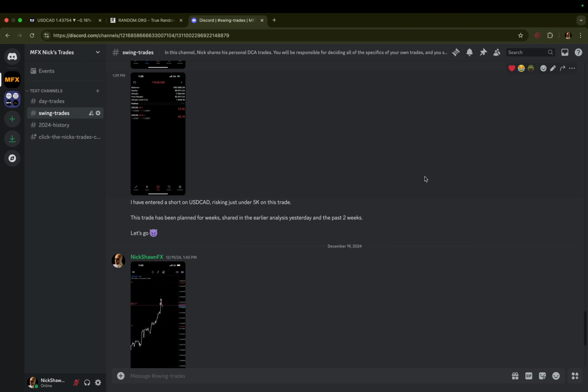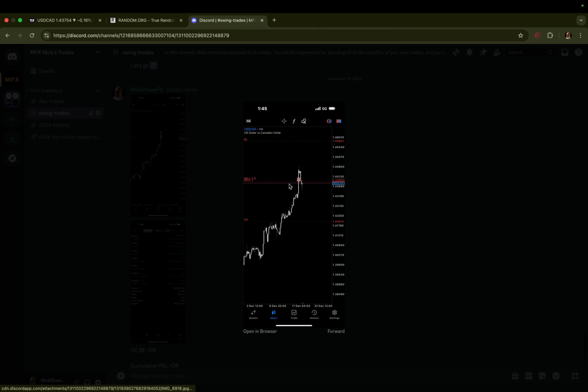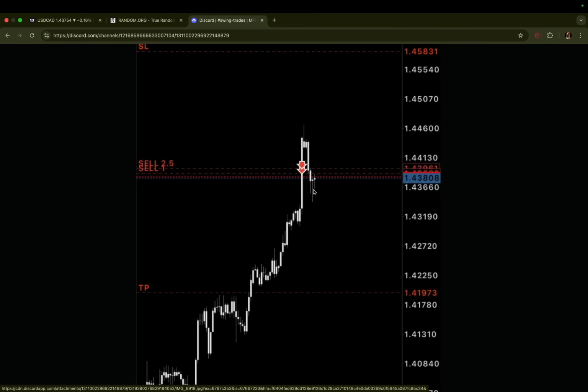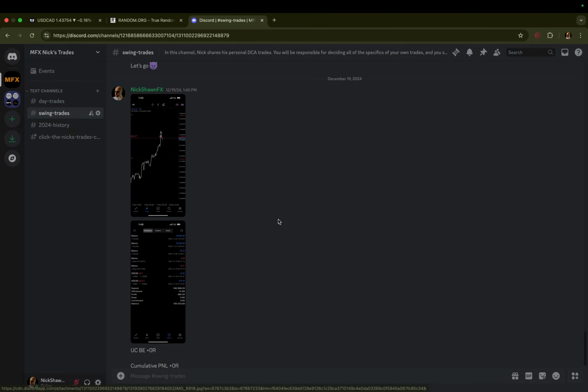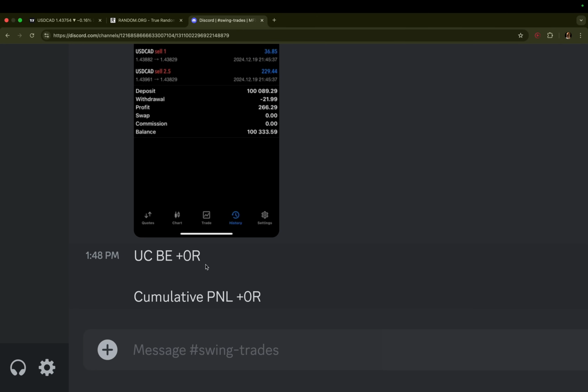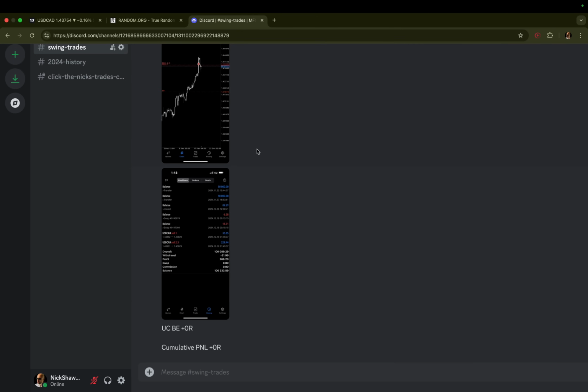So that's that. What ended up happening is it went a little bit into drawdown, then it came back, and then it started looking like it was going to go up because it had all these wicks. So I ended up calling a closure right there. You can see I put USD CAD break even, plus 0R, cumulative P&L plus 0R, because I just started calling swing trades like this using stop losses.